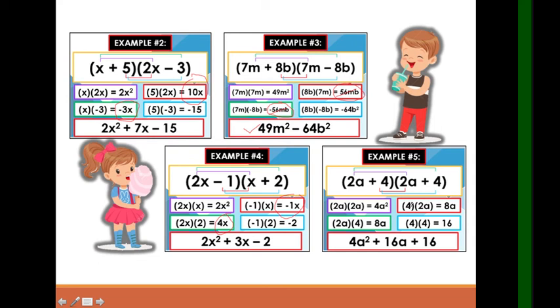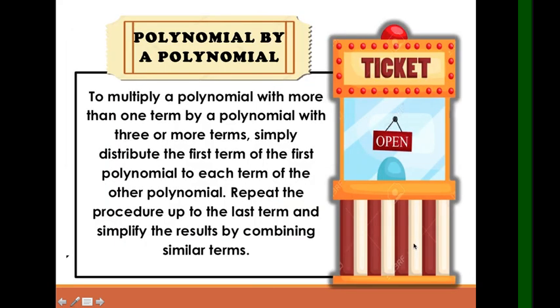Example number 5. 2a plus 4 and 2a plus 4. These are the same binomials. So we have 2a times 2a, that's 4a squared. Then 2a times 4 is 8a. 4 times 2a is 8a. Then 4 times 4 is 16. 8a plus 8a is 16a. It's not 64a, it's 16a because we just add. So our answer is 4a squared plus 16a plus 16.